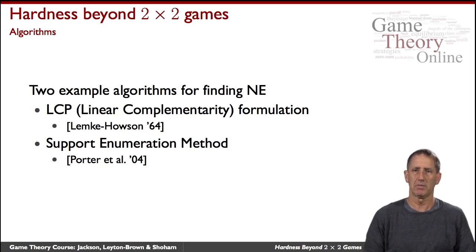On perhaps the other extreme is what is called the support enumeration method, a recent procedure that doesn't have as deep an insight into the structure of the problem. It says simply the following. If you fix the support of the strategies of the players, and the supports of the strategies are those actions that are played with non-zero probability, if you fix that support, then the problem becomes very easy. You can set it up as a linear program and solve it efficiently.